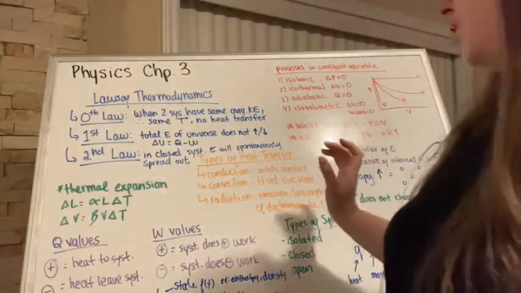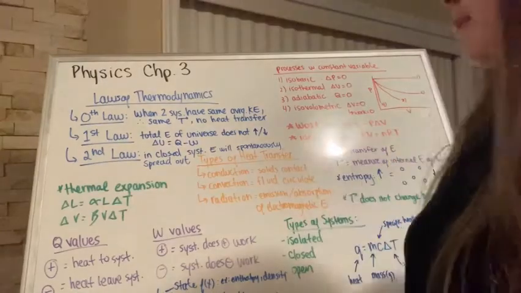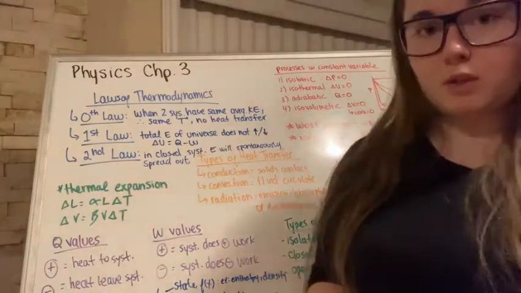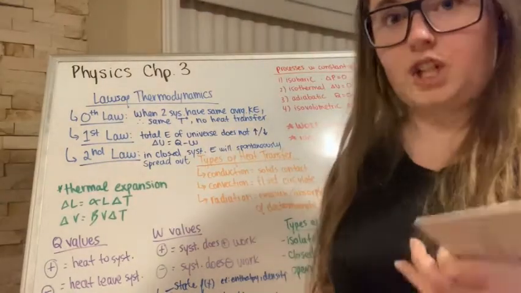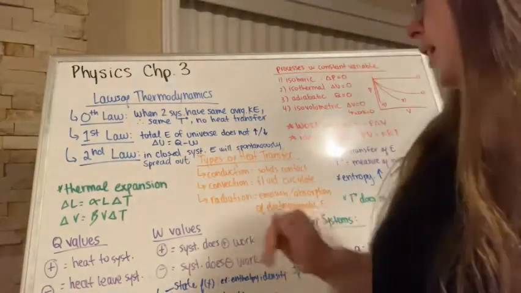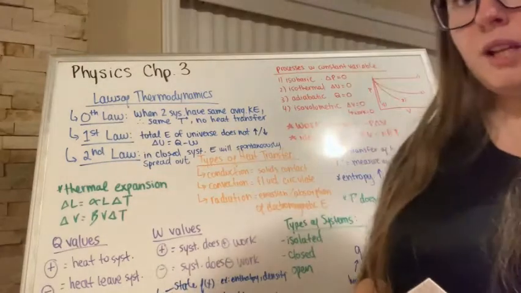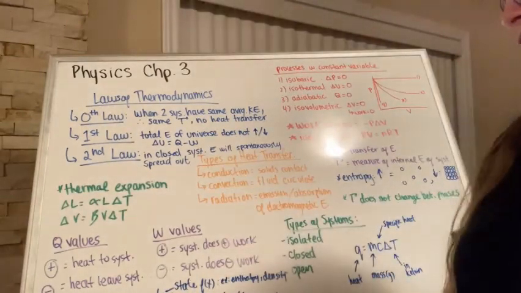So let's move on to our types of heat transfer. There's conduction, which is when two solids are in contact. Then we have convection, and that is the circulation of fluids. And then we have radiation, which is the emission or absorption of electromagnetic energy.